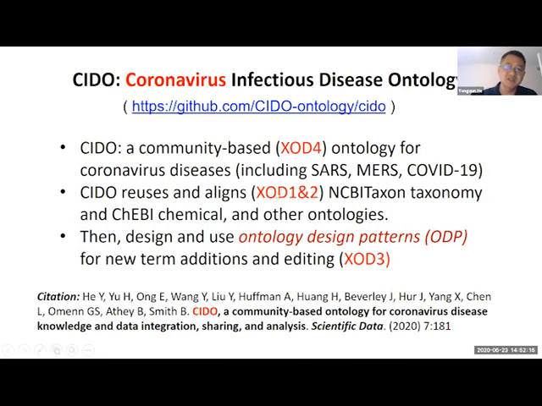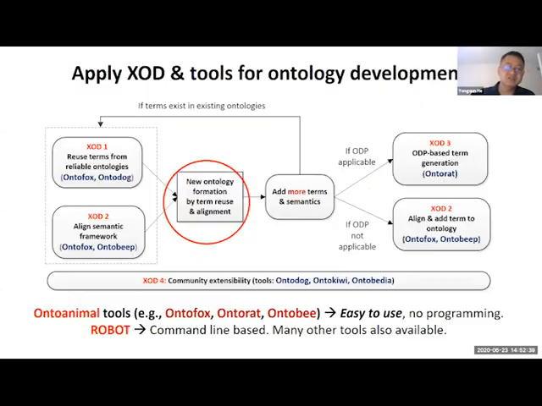But again, we are basically using the reuse and alignment strategy and the community-based strategy. And then if we find any terms that exist in an existing ontology, we change our own. But when you generate your own terms, you want to use something called ontology design patterns, because we can find some patterns and put them in. So that is more like some basic idea of how to develop XOD and apply ontology development.